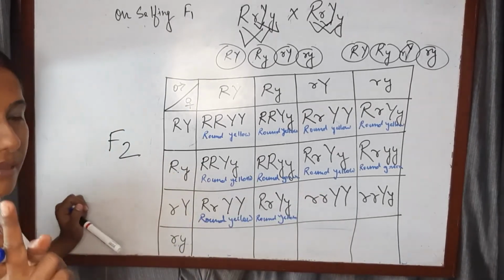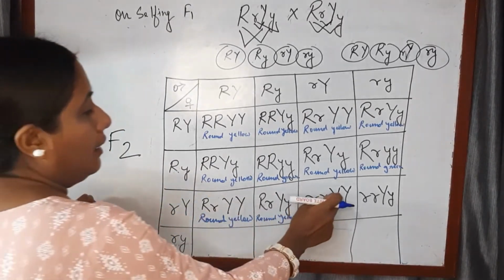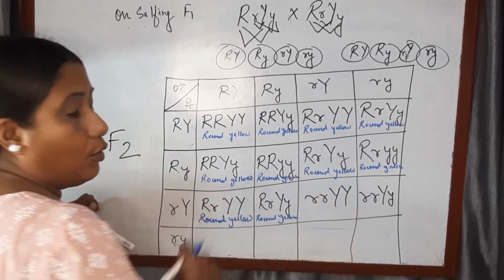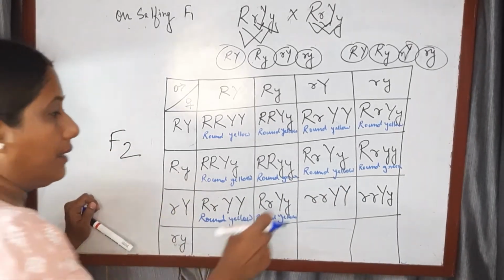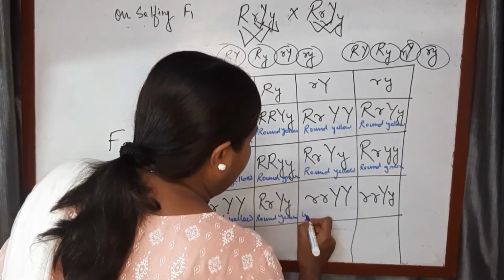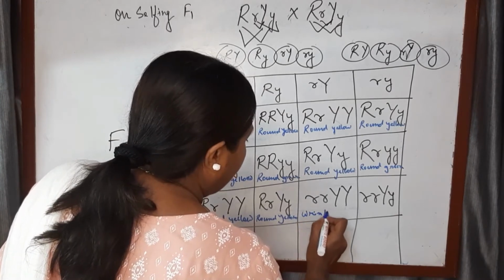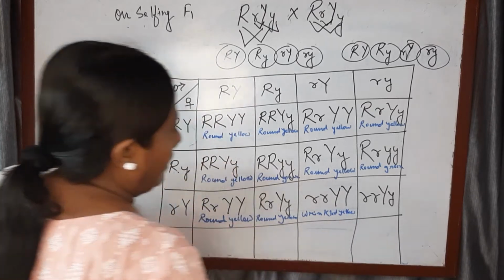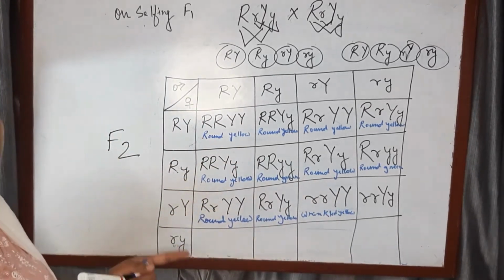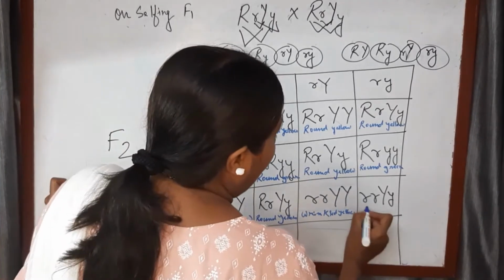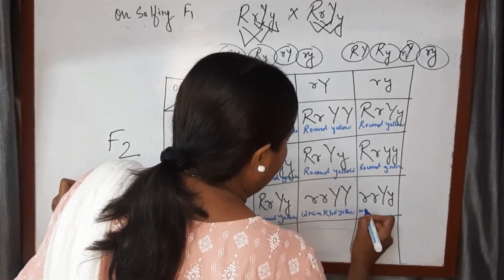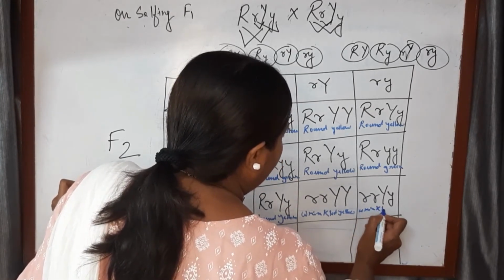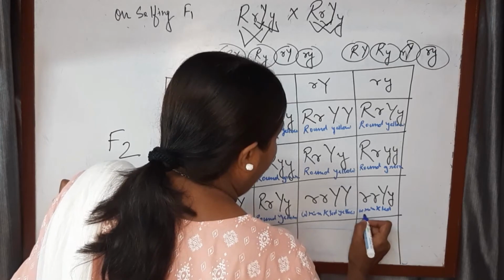Smaller, that means recessive, so it is a wrinkle. Homozygous recessive, homozygous dominant, that is yellow. So wrinkle yellow, again a new combination, wrinkle yellow. What is this? This is also wrinkle and yellow, because heterozygous yellow, and wrinkle is a recessive trait, so obviously it will be in the homozygous form.